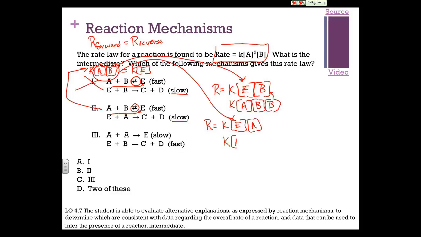So that's going to be K, concentration of A times the concentration of B, because that's what E is, times the concentration of A, which came from the original rate law. That does match the rate law expression that was given. So 2 does qualify. Mechanism 2 does work. Mechanism 3, we go to the slow step, and it's going to be R equals K, concentration of A times the concentration of A. There is no B in that one. There is no intermediate in that one, so it cannot be reaction 3. It has to be reaction 2.